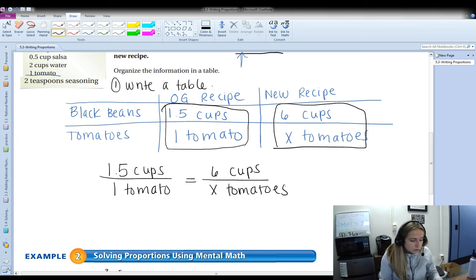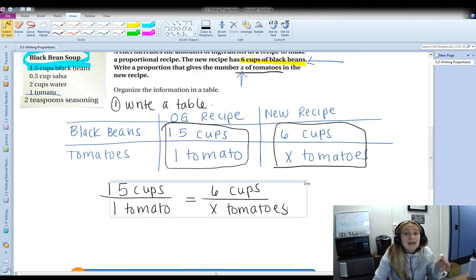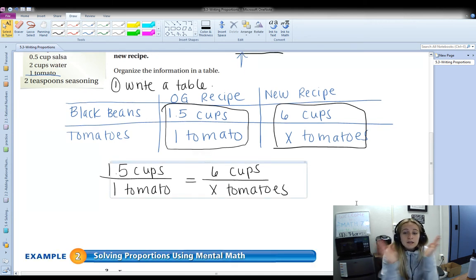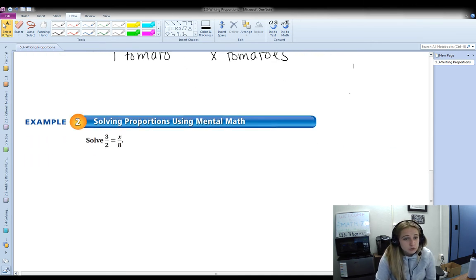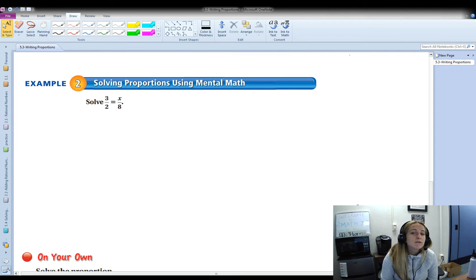That also would work. But that is how we would write a proportion showing the old recipe, the new recipe, and how many tomatoes we're going to need. Okay, and this is going to help you when we're solving proportions, which is going to bring us to example 2. So go ahead and head down to example 2.